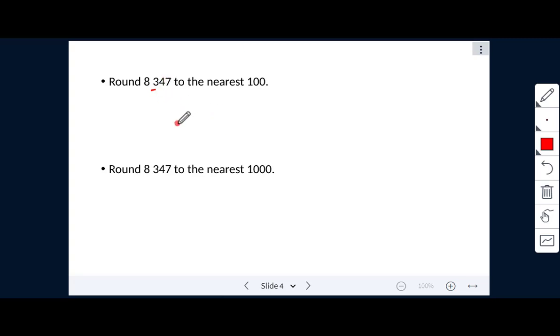All right, since it's less than 5, we're going to leave the 3 as is and 0, 0 for the tens and ones place. So that's rounded to the nearest 100.